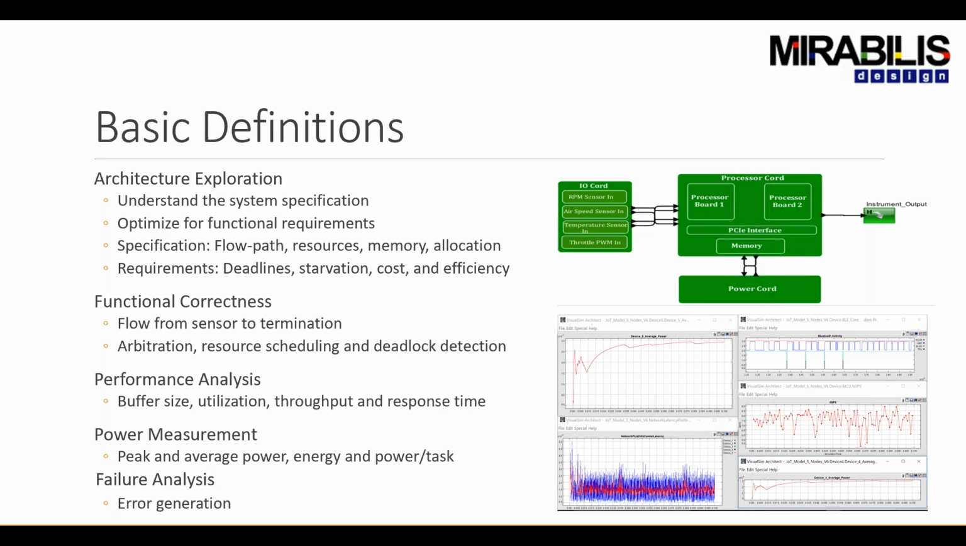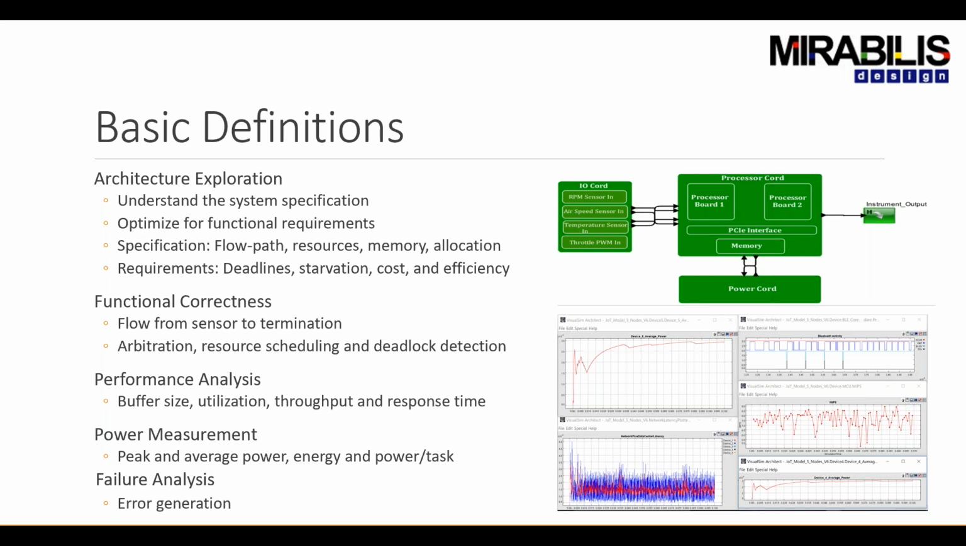How do we get to this architecture analysis or get to this optimization of the functional requirements? It starts off by really 4 parts, which is functional, performance, power, and failures. Remember, I talked a little bit about failures in the previous slide. Functional analysis is really looking from sensor to actuator. As any task goes through a sequence of events, you want to look at what is the arbitration, what's the resource allocation, and the deadlock detection.